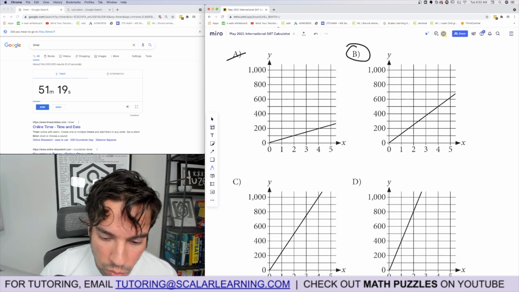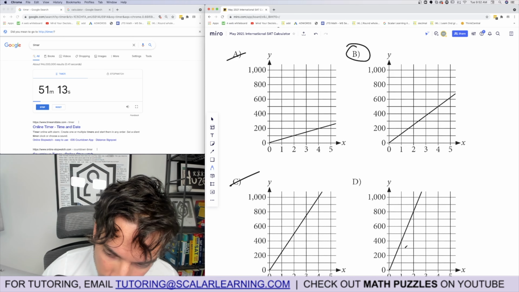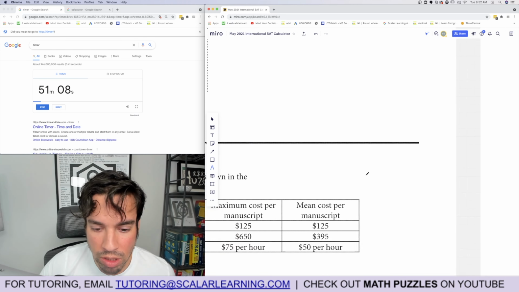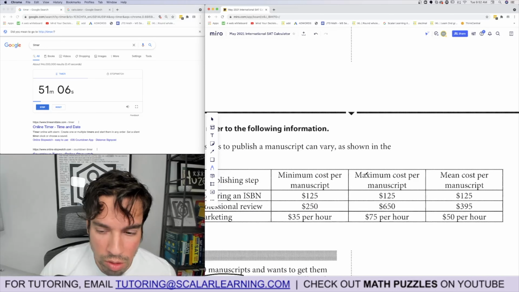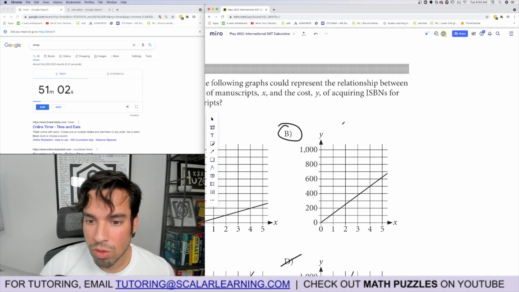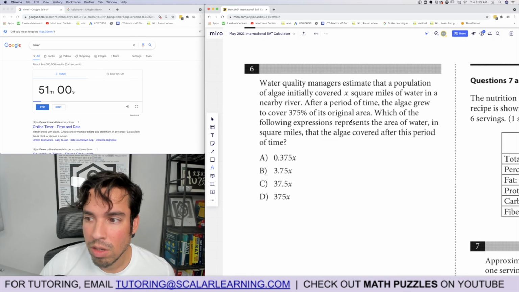See, this is a cost of 250 for 1. That's out. And this would be a cost of 400 for 1. That's out. So B is the winner. We're just going to double check the table one more time. So the ISBN is always 125. Just make sure I got that number right, and we're good. Let's go to number 6.